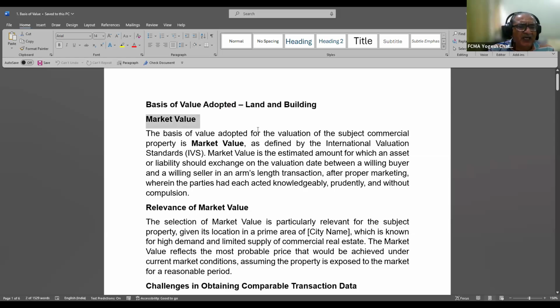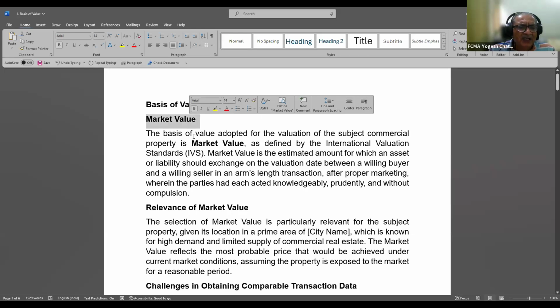As I informed you, there are six bases of value which are recognized under the International Valuation Standards. You are all aware of these six bases: market value, market rent, investment value, equitable value, synergistic value, and liquidation value. You need to select one from these bases of value. So when you are doing the valuation of a commercial building for the purpose of a purchase and sale transaction, for the purpose of transfer of asset, how will you determine the basis of value and provide justification for that?